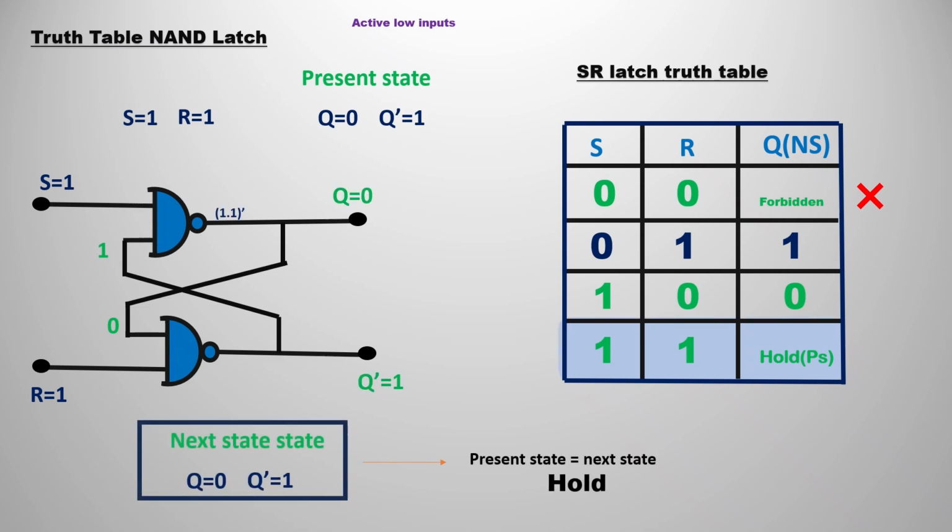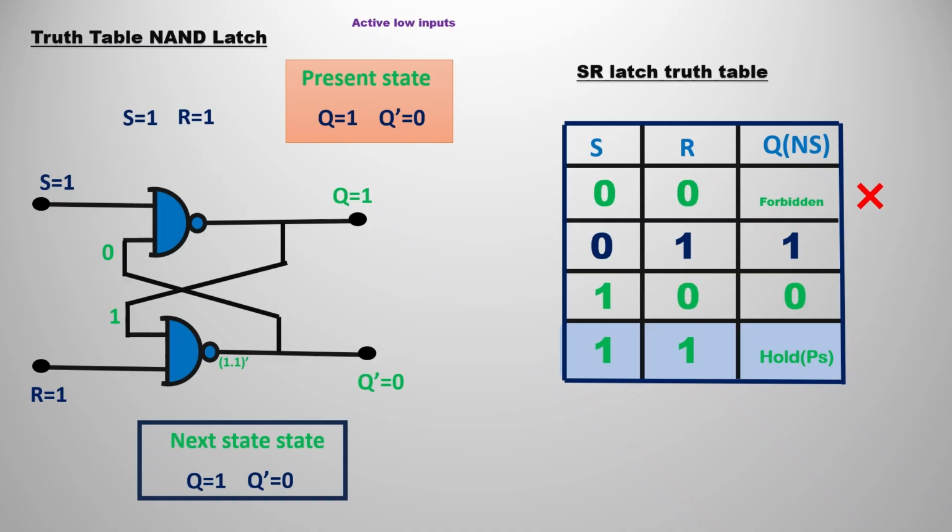If you see the first NAND gate, with the help of the feedback, you can see 1 into 1 whole bar gives our 0 output. So Q equals 0. If you observe the second NAND gate, 1 into 0 whole bar gives Q bar equals 1. If you also observe the present state and the green highlighted one, the next state is the same. That is Q equals 0 and Q bar equals 1. So that is known as the hold situation. Whenever the present state and next state are equal, that is known as holding the present state.